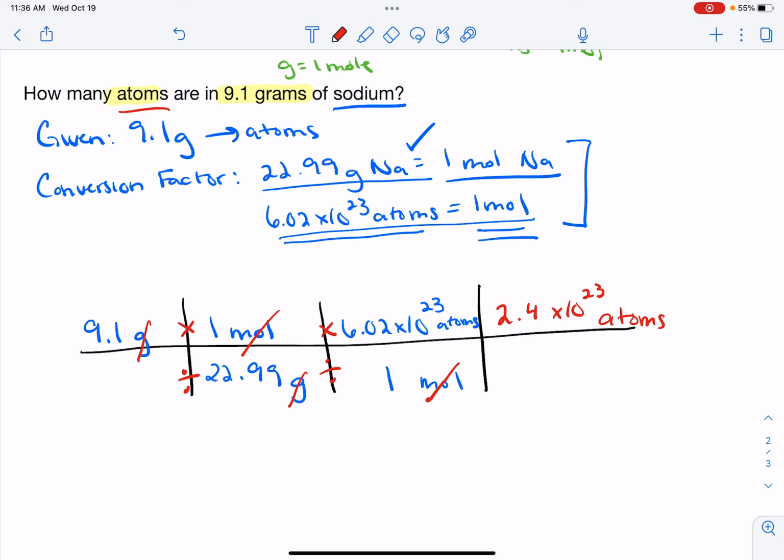So we're noticing here, when we're going between atoms and grams, it's a two-step problem, because we need to use the molar mass to convert between grams and moles, and then we need to use Avogadro's number to convert between atoms and moles. So when you get anything that's between atoms and grams, you know it's going to be two steps, and you're going to need two conversion factors.